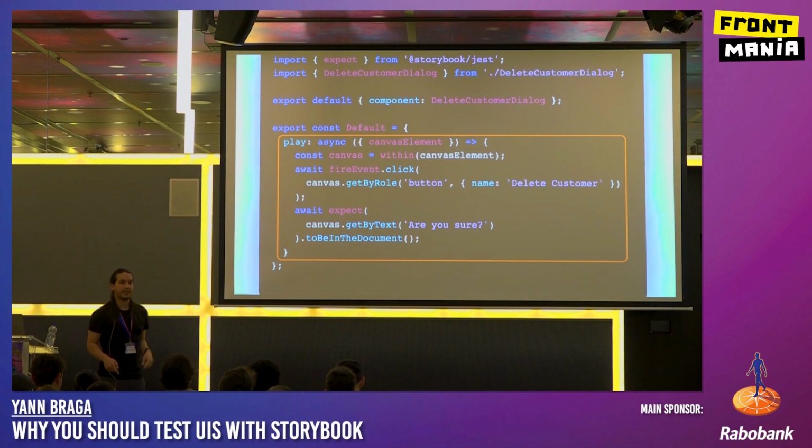It's the wrapping element, a DOM element of your story. And then you can essentially write something very, very similar to what you had before. So I'm just clicking on a button that has a role of button with the name delete customer, and I expect the "are you sure" element to be in the document.